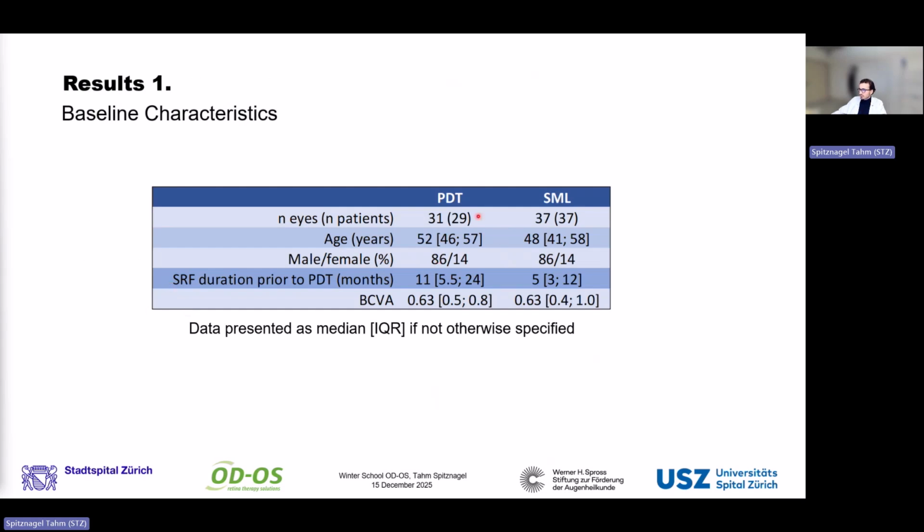As you can see, we enrolled 31 eyes in the PDT group and 37 eyes in the SML group. The age was more or less the same. Same goes with the gender. We can see here a difference between the SRF duration prior to PDT, and the BCVA was similar in both groups as well.